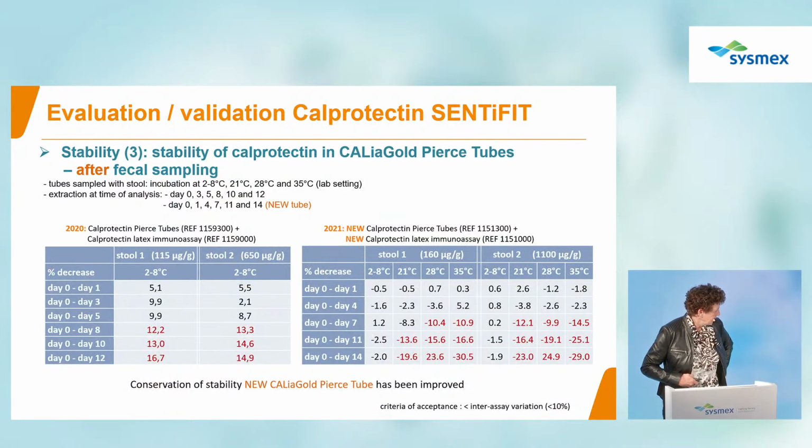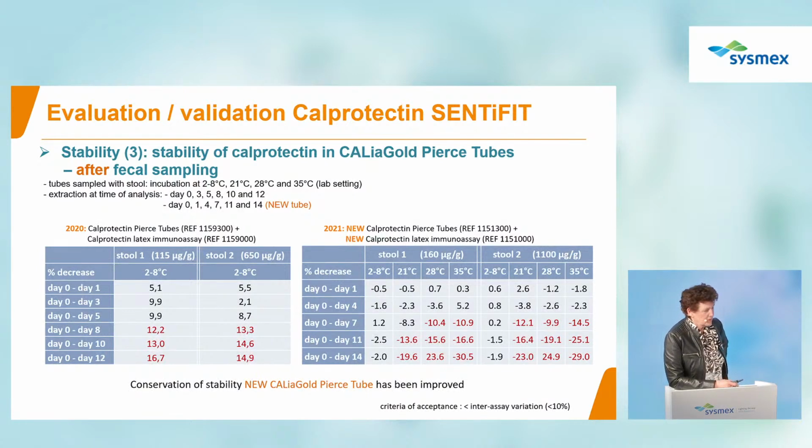What we see over here is that with the old tubes, you have to measure within 5 days, otherwise the results are getting higher and higher. What we see over here with the new tubes, where is my pointer? When kept in the fridge, you have very good results. When kept at room temperature, after day 11 the results go down. And when you keep the tubes at 28 degrees, you can measure up to 4 days.